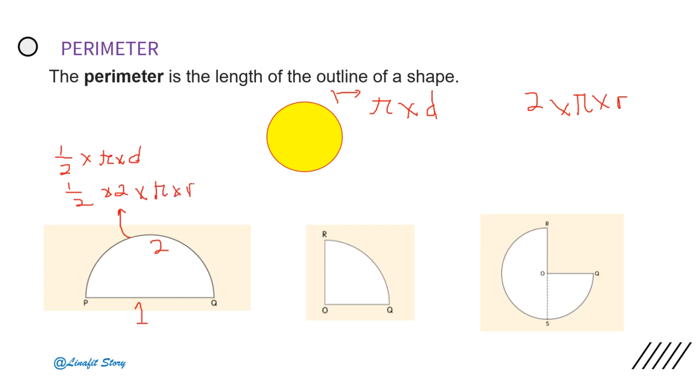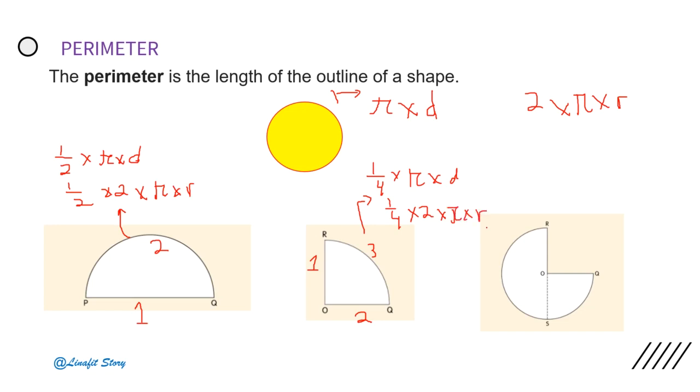How to get the perimeter of a quarter circle? You should find the length of number 1 plus the length of number 2 plus the length of number 3. The length of a quarter circle is 1 out of 4 times pi times diameter, or 1 out of 4 times 2 times pi times radius.